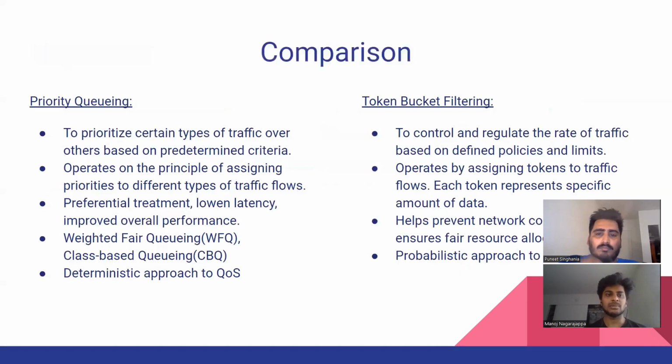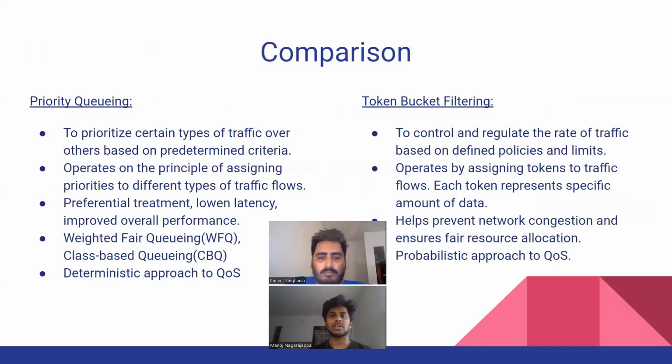These are the differences between priority queuing and token bucket filtering. Priority queuing is a quality of service technique used in a network environment to prioritize certain types of traffic over others based on predetermined criteria. It operates on the principle of assigning priorities to different types of traffic flows or packets, allowing higher priority traffic to be processed and transmitted ahead of lower priority traffic. Priority queuing ensures that time-sensitive or critical applications such as voice or video traffic receive preferential treatment and experience lower latency and improved overall performance.